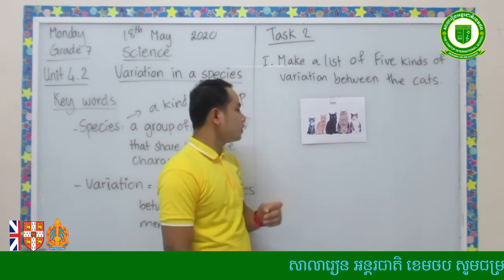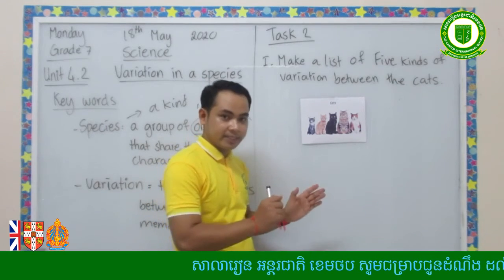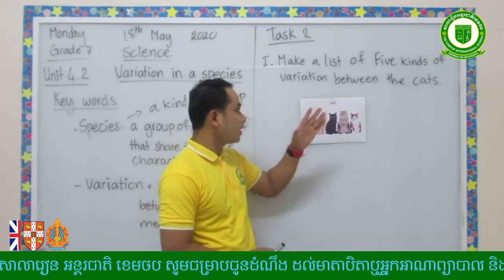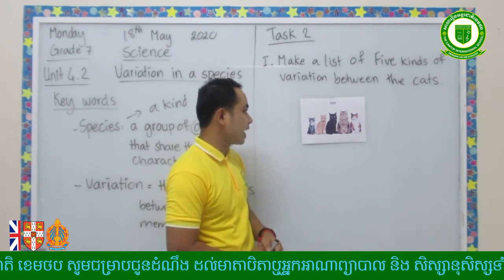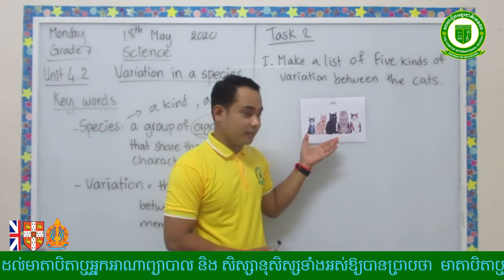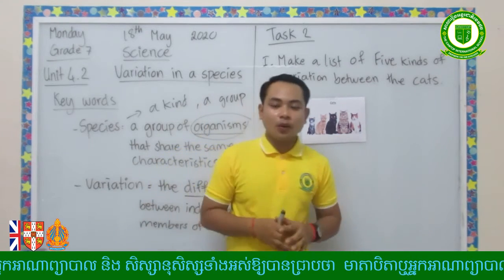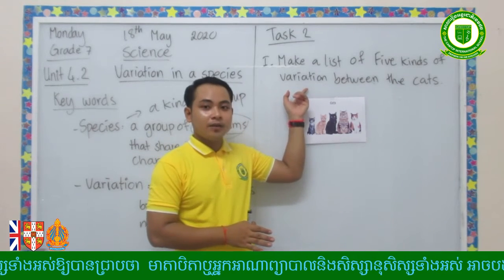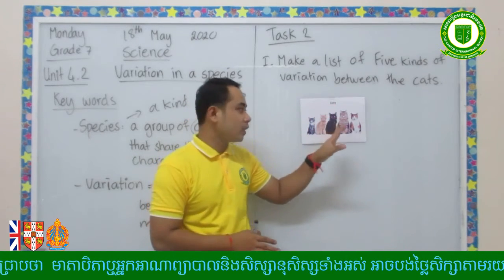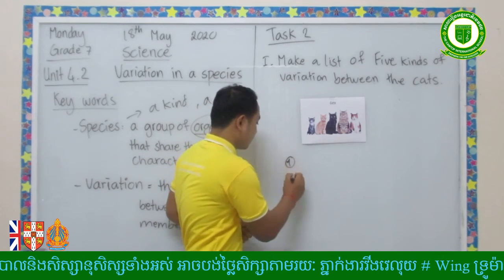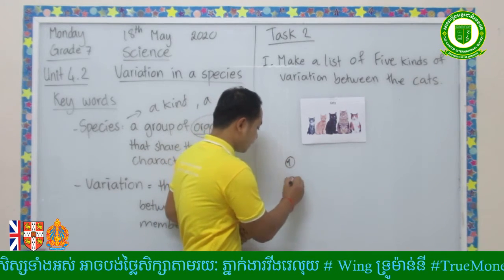So I want you all to make a list. What are the 5 kinds? So what can you see? What are the 5 kinds of variation between these cats? Are all the cats here the same? Different, right? Okay, so I will just let you all think of what are the 5 kinds of variation, 5 kinds of the differences between all these cats. List down 5, okay? So what are they?